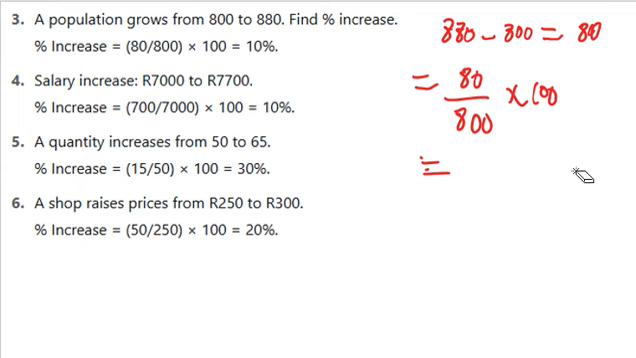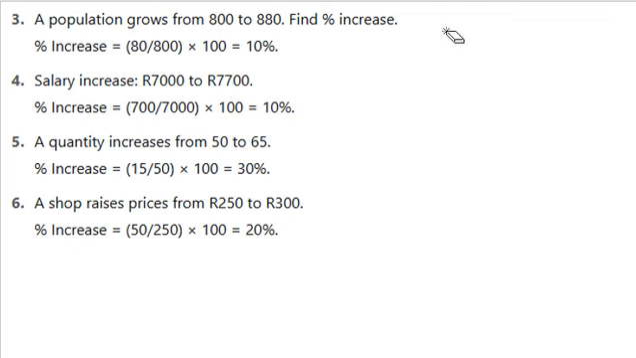I'm not gonna do the rest. I think it's easy to follow the problems that follow. Same thing here. They're talking about the salary increase. You need to just get the increase, which is 700, divided by original, then get the salary increase. Anything increase, get the quantity increase from 50 to 65. Get the amount increase, which is 15 divided by the original. The shop raises prices from 250 to 300. Percentage increase is this way. So simple.